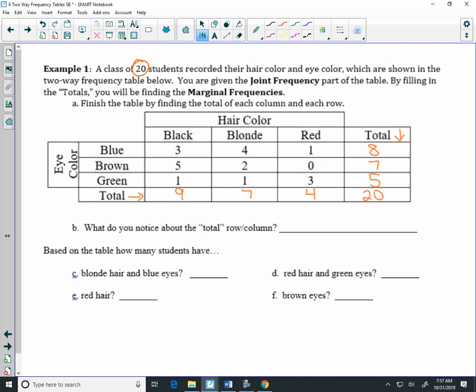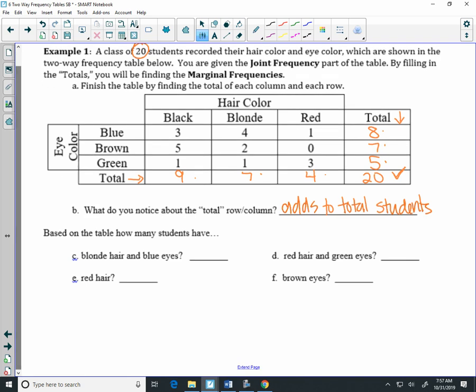What you should notice is that our total columns should total up to 20. So 8 plus 7 is 15, plus 5 is 20. 9 plus 7 is 16, plus 4 is 20. So our total row and column add to the number of total students. Sometimes you will have to make that total column for yourself, and we'll see examples of that.